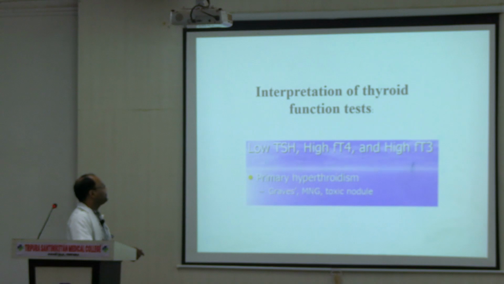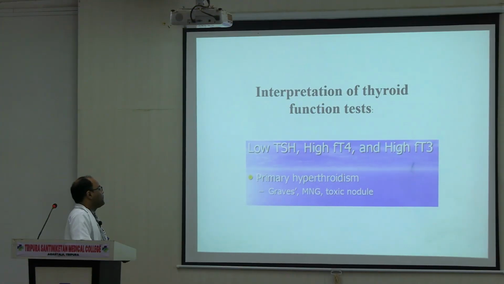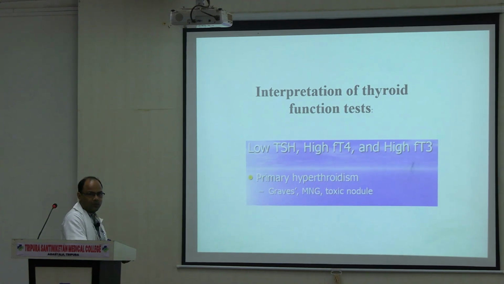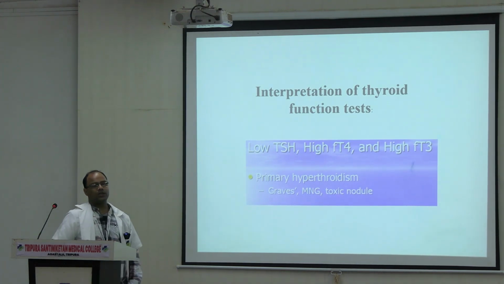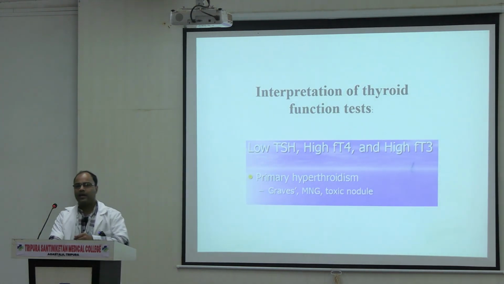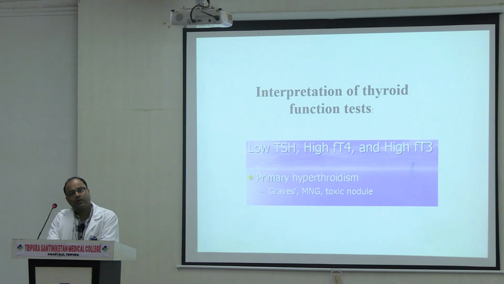So interpretation: low TSH, high T4 and high T3. That is called primary hyperthyroidism. Examples: Graves' disease, multinodular goiter, toxic nodular goiter. Okay, you may find this in a case in your exam, so please remember these slides. If you find low TSH, high FT3 and high FT4, that is called primary hyperthyroidism.